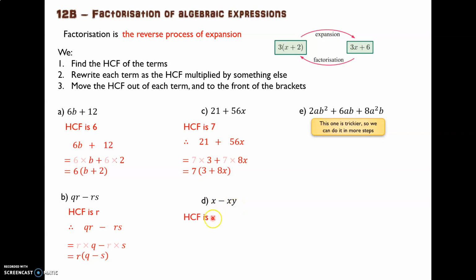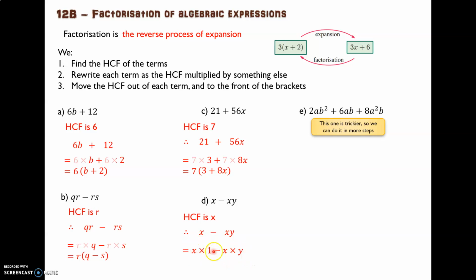It's an x. So x is common to both, so I need to rewrite each term as the HCF multiplied by something else. So x is x times 1. And xy is x times y.